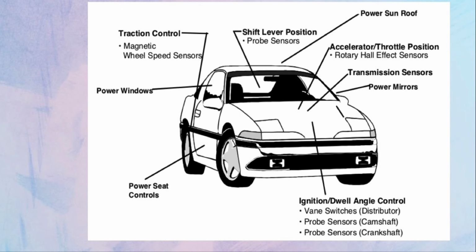Now let me zoom in on this spectral view and see the many types of sensors that we have in a car using Hall effect sensors. Like we have the traction control where we have the magnetic wheel speed detection sensor, we have power windows, power seat controllers, we have ignition dwell angle controls, we have the power mirrors, the transmission sensors, we also have the throttle positioning, and the Hall effect sensors used here are rotary. We have the power sunroof and the shift lever position using the probe sensors.